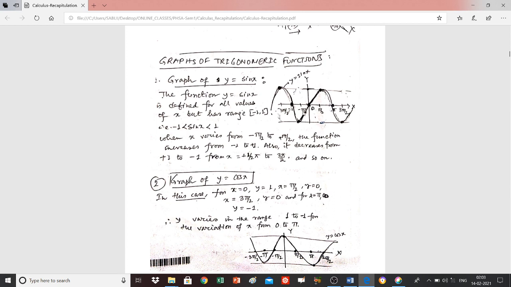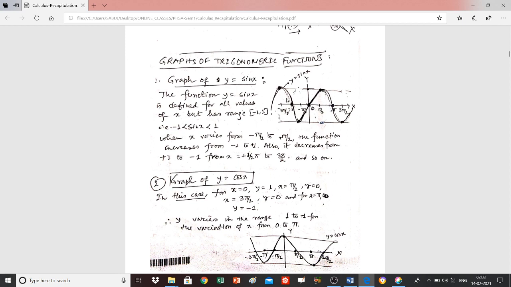In the reverse direction, that is in the case of negative values of x, if you use x as minus pi by 2, then y, that is sine x, has the value minus 1. And if x is minus 3 pi by 2, then it has the value plus 1. So this is the graph. Just connect these points.